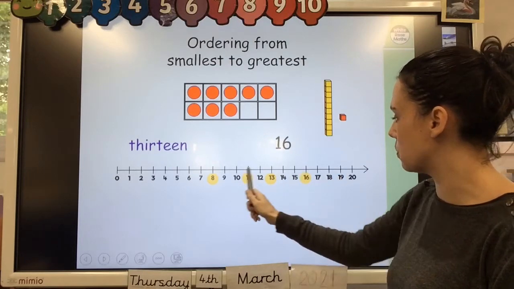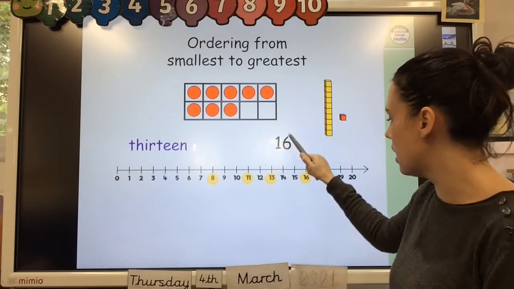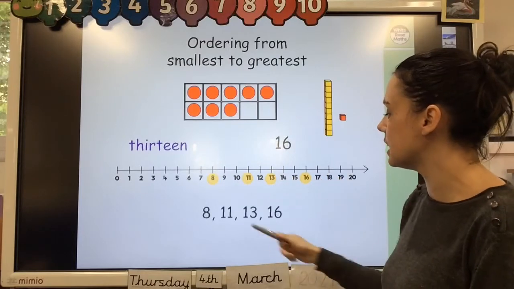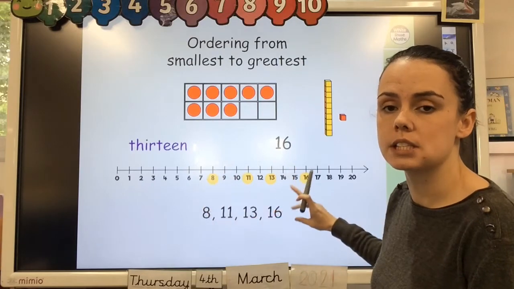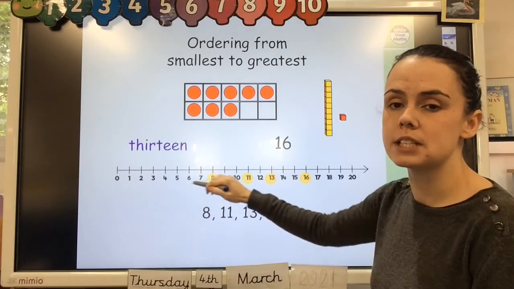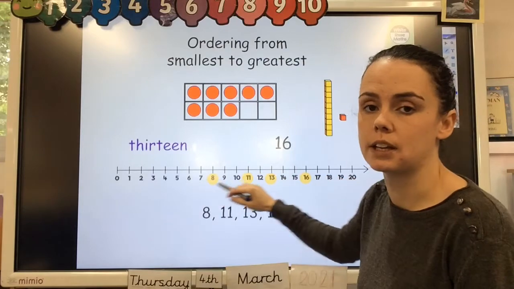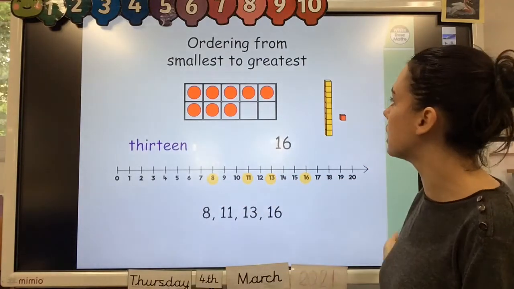So 16. So we've got 8, 11, 13 and 16. And these are all in order from the smallest number, which is 8, up to 16, which is the biggest number. And you can see them in order on the number line. You just pick this order. Great work. Let's go on.